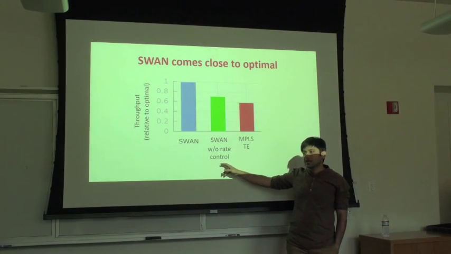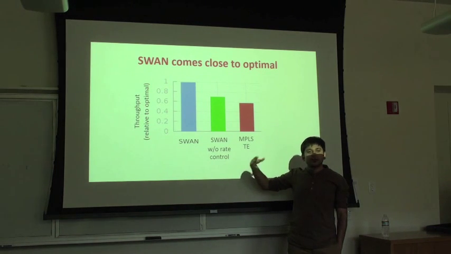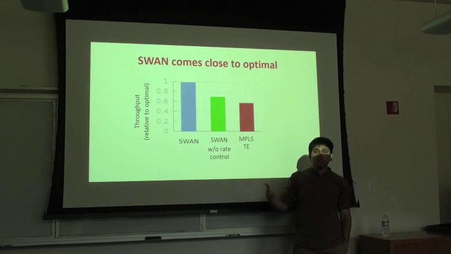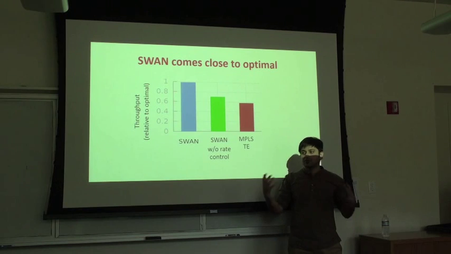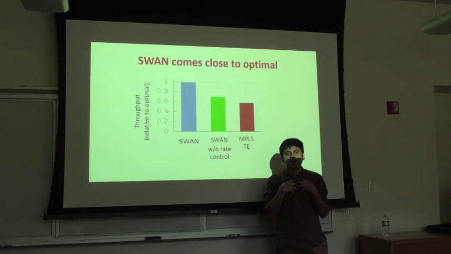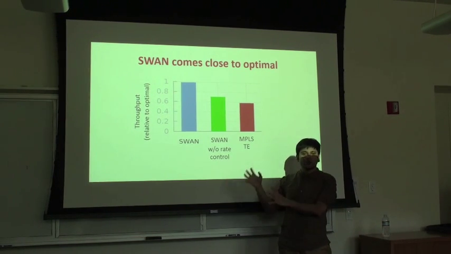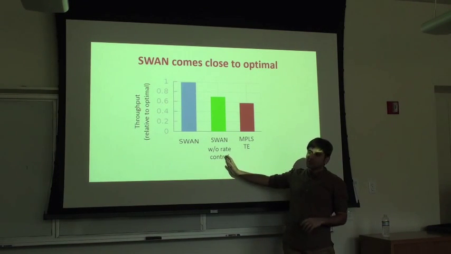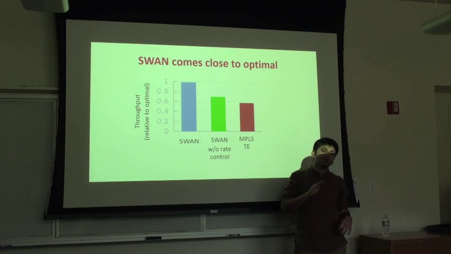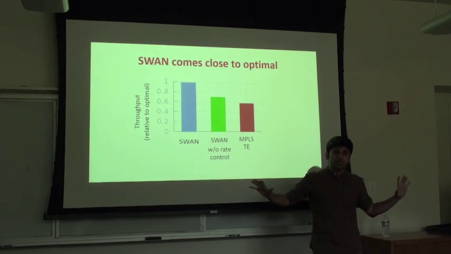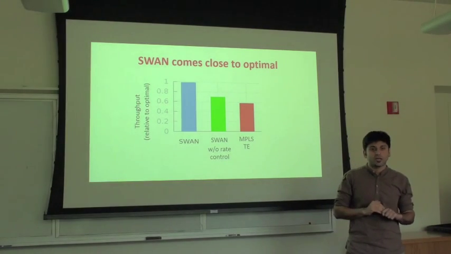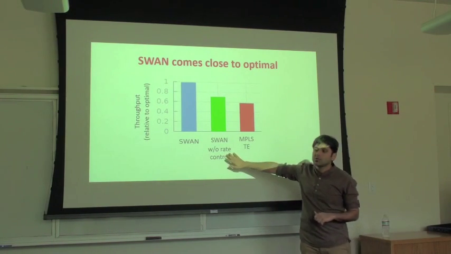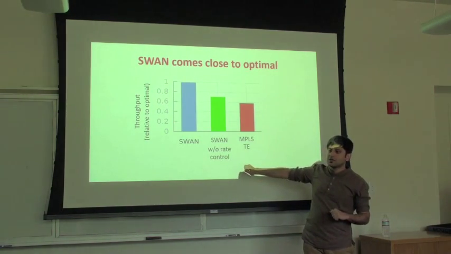What's kind of interesting here is that this middle ground essentially represents ISPs today that are not able to do rate control over the network. At Microsoft, when we talk about inter-DC WAN, we control the servers and we can do rate limiting, but somebody like AT&T is not able to do rate limiting. So this result captures that if you simply were to reconfigure your network, with no rate control at the edges, quickly to match traffic demand, how much better can you do with respect to your network utilization?